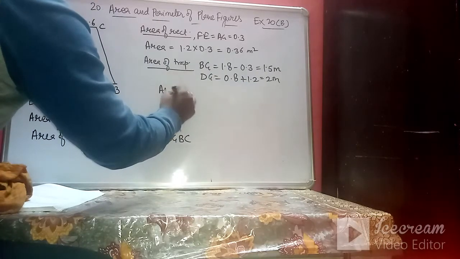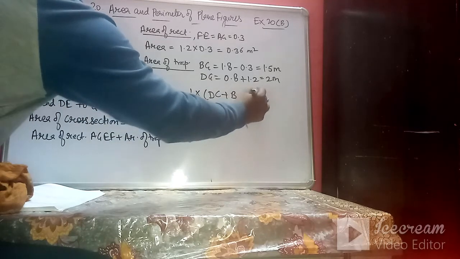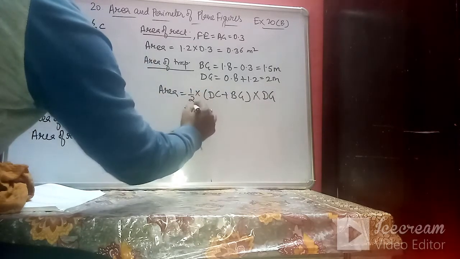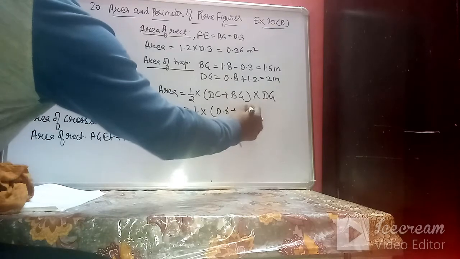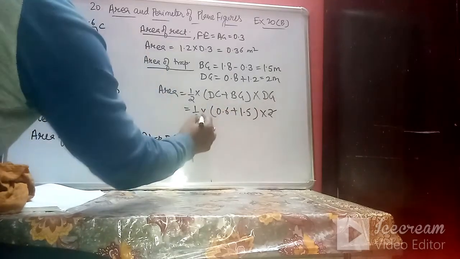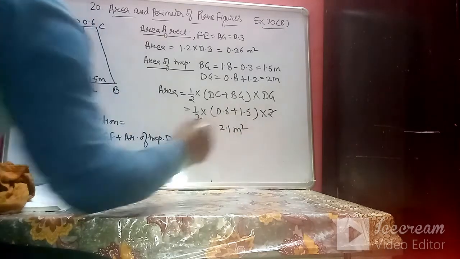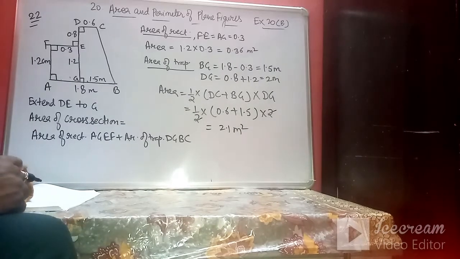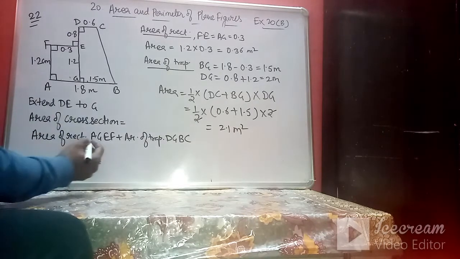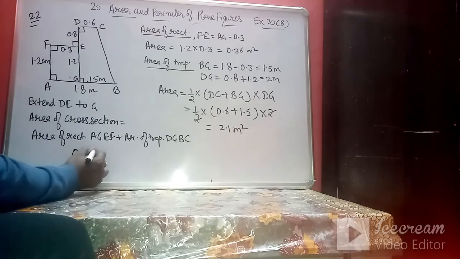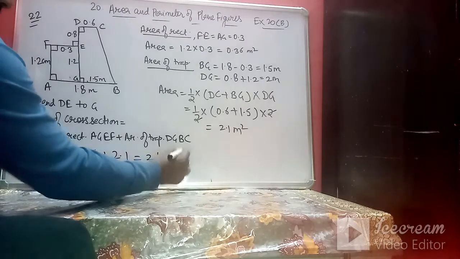So what will be our area? Half sum of parallel sides DC plus BG into height, that is DG. So DC we know that 0.6, BG we have found as 1.5 and DG is 2. So it will be 2.1 meter square. Okay. So what is our area of cross section? Area of cross section will be 0.36 plus 2.1, that is 2.46 meter square.